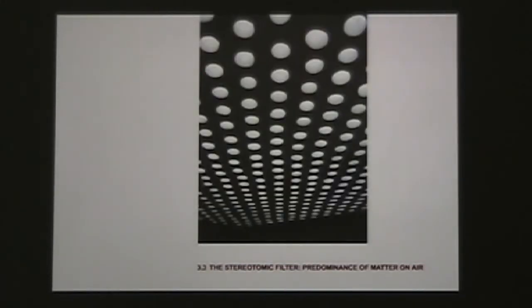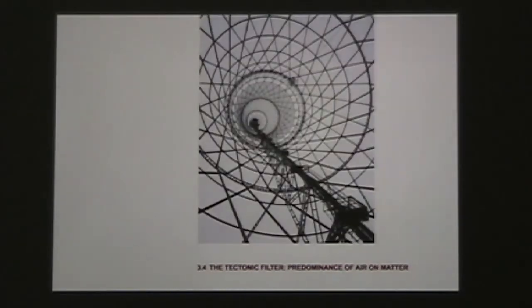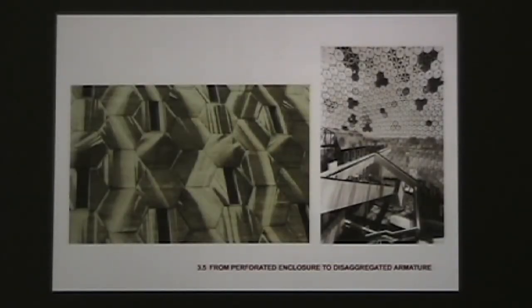The next section is one of the first two, the stereotonic filter and the predominance of matter on air, whereas the next section is the opposite, the tectonic filter and the predominance of air in matter. The next section goes from perforated enclosure to desegregated armature.